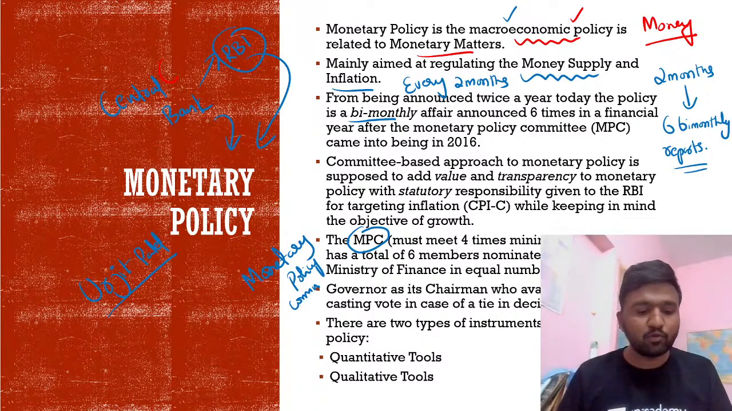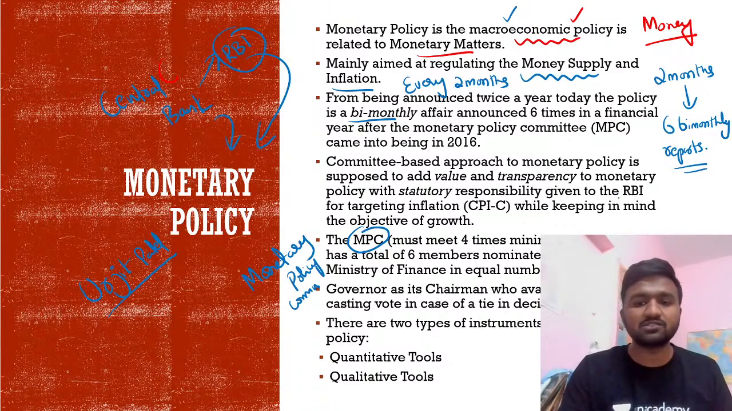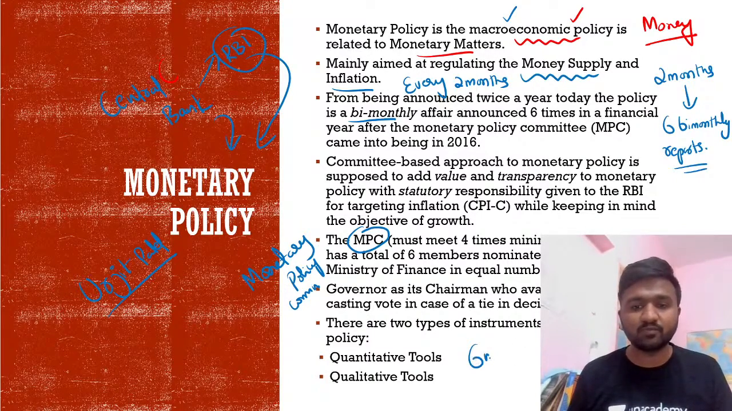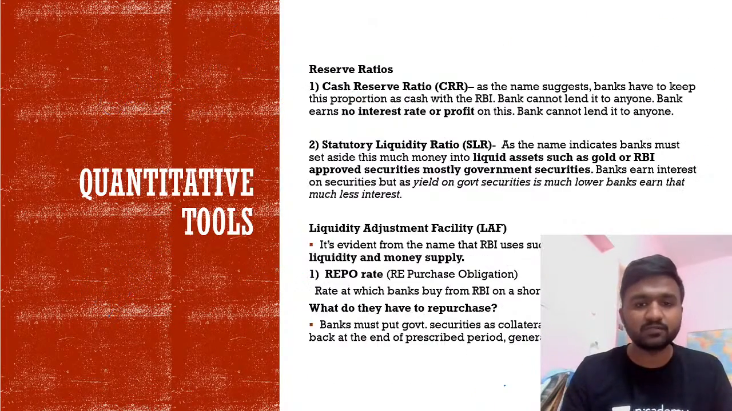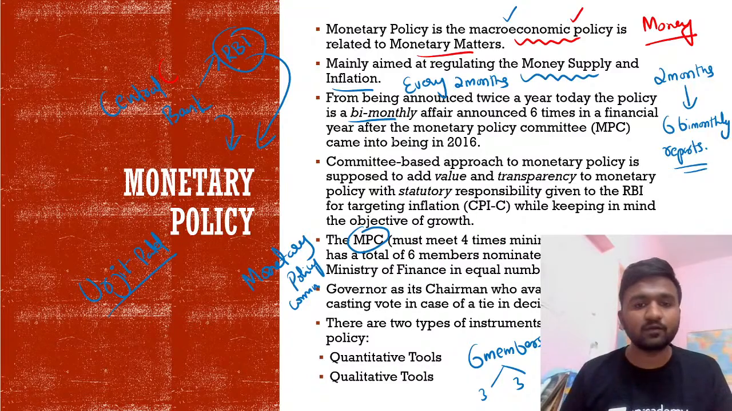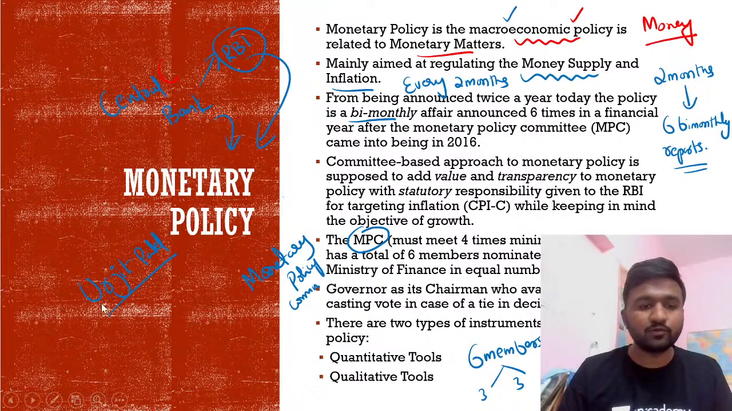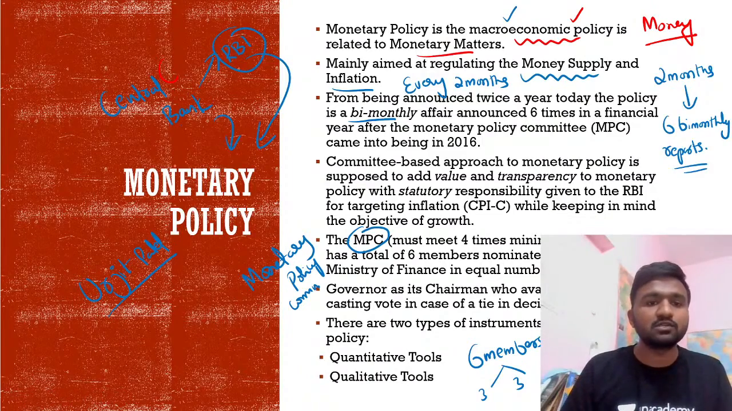Monetary policy, for every 2 months they will join a meeting, and this monetary policy committee consists of 6 members, 3 members from RBI side and 3 members from government side. Okay, even this is important, remember this. Or I can tell you in detail about the monetary policy committee. Okay, I will tell you this.